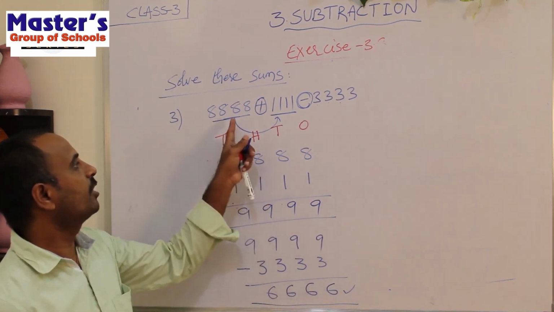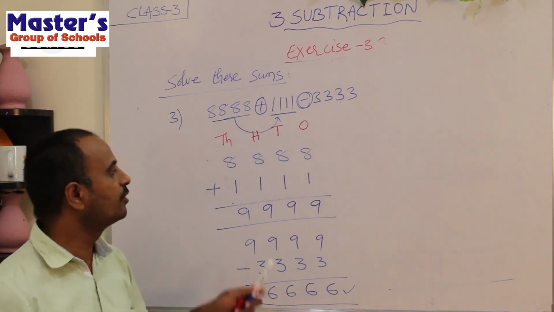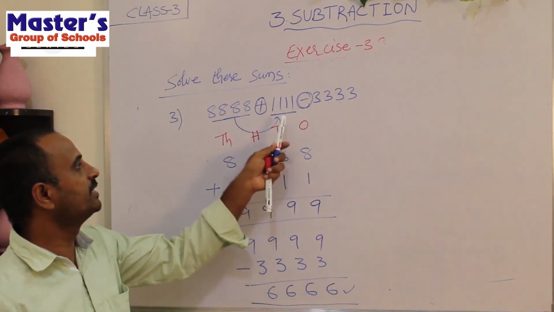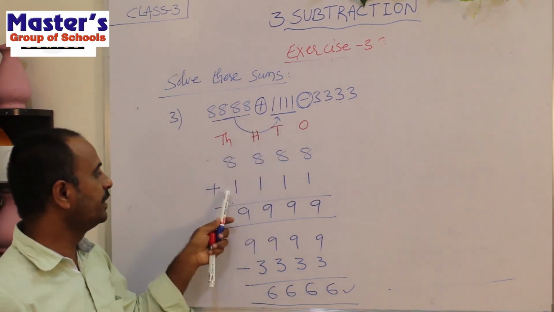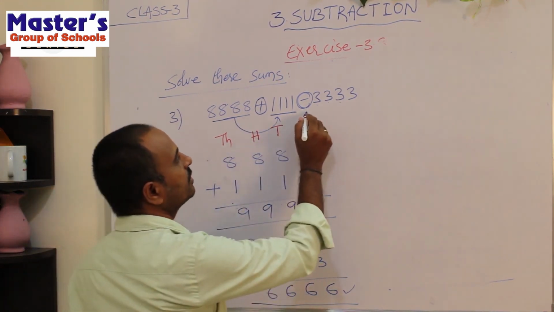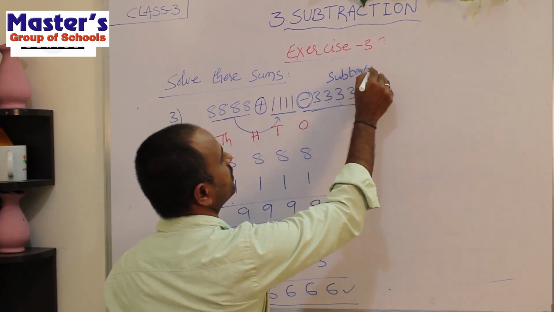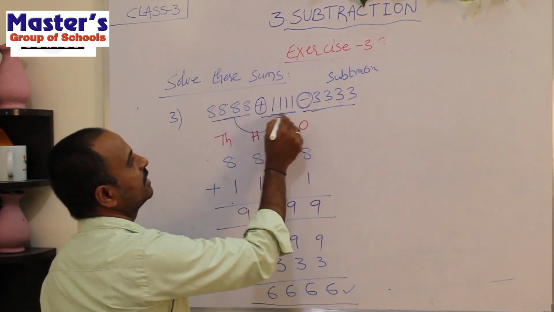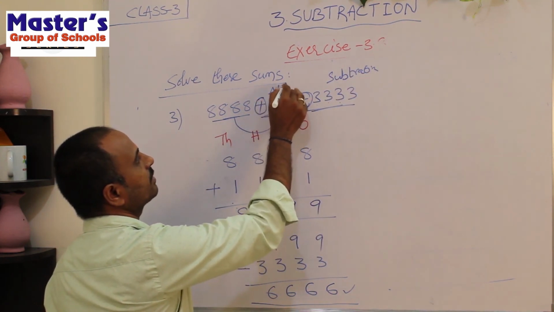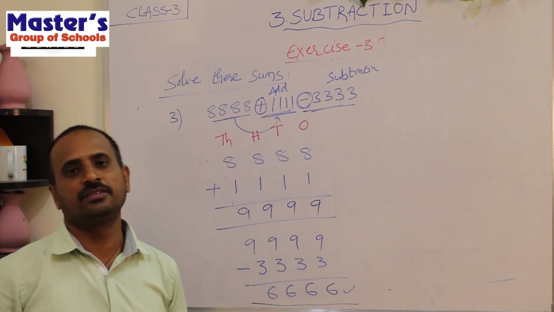If a problem is given which has both addition and subtraction, first we have to do addition. The number which has a plus sign has to be added, and the number which has a minus sign has to be subtracted. Since this number has a plus, we add it. So now finally we get the answer.